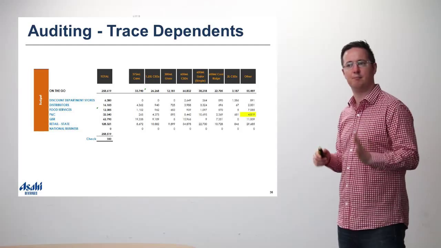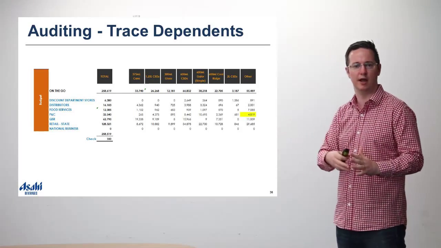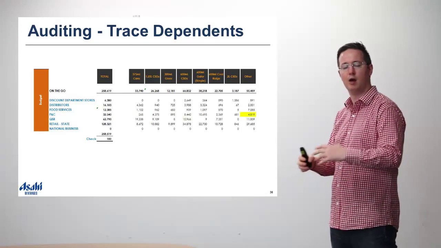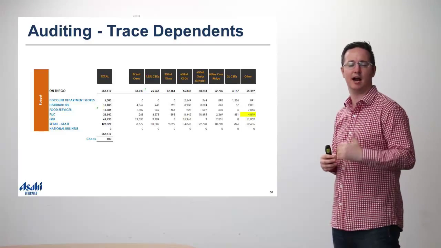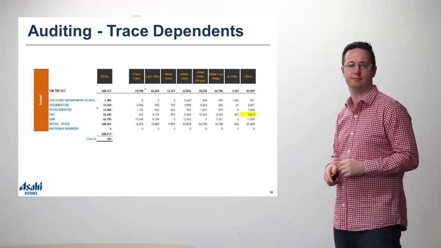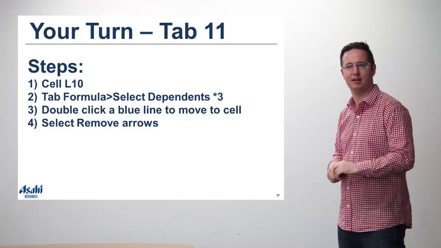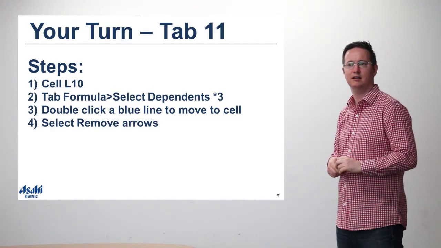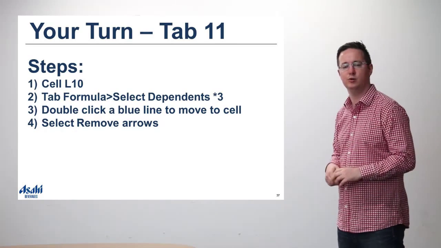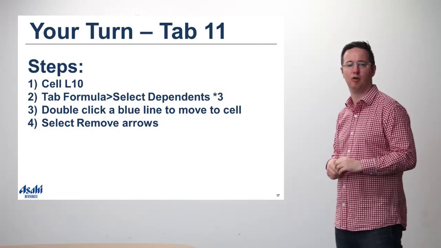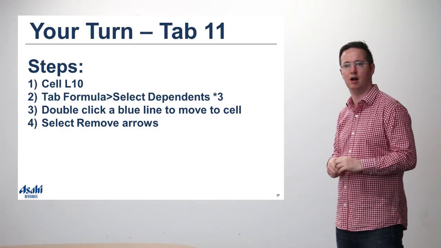Now we've got trace dependents. So this is working the other way. I've got a number and I want to know what cells are depending on that number. So this is your turn in tab 11 to select trace dependents and do it up to 3 times to see the 3 layers of dependents on cell L10.